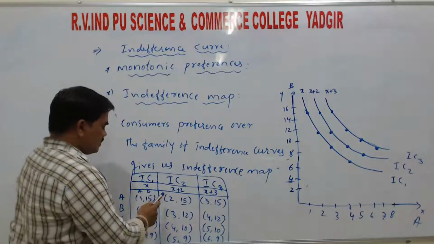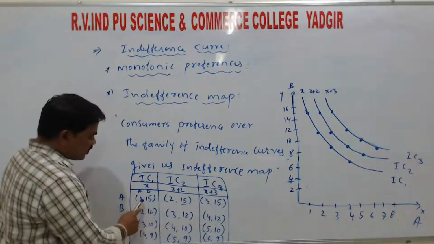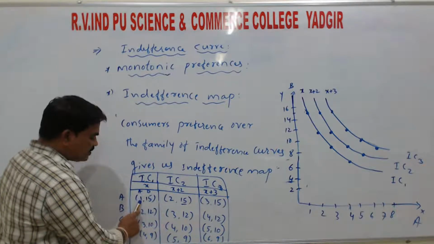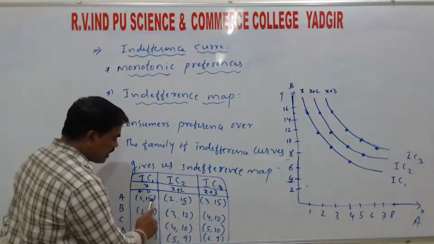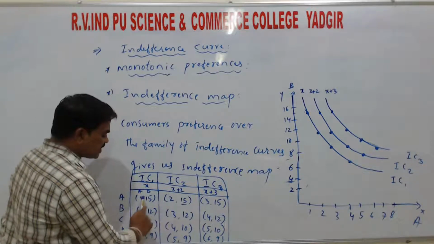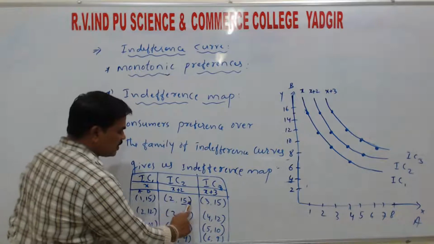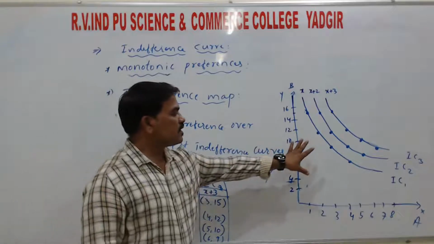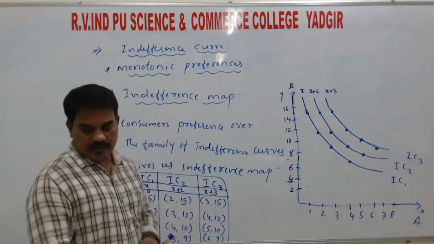And when we have two bundles, if the quantity of at least one good is higher than in the other bundle, keeping the other good's quantity the same, and the quantity of this good is greater in this bundle, then the consumer prefers this. This is monotonic nature. And using this, if we draw the curves, whatever family of indifference curves we get, we call it the indifference map here.